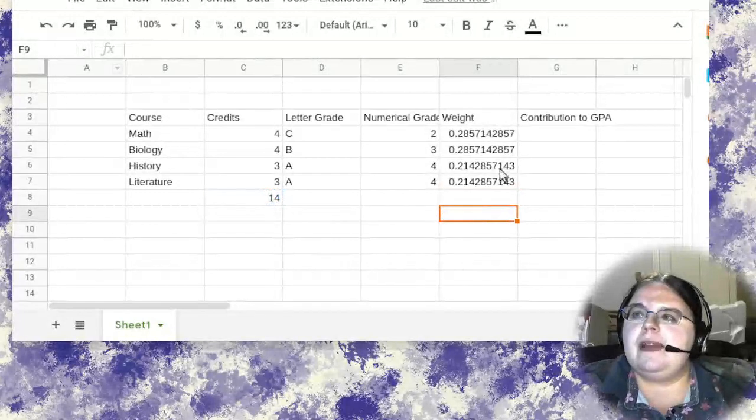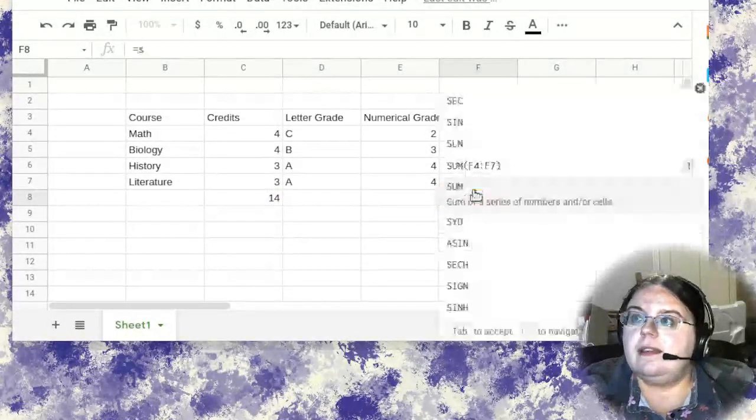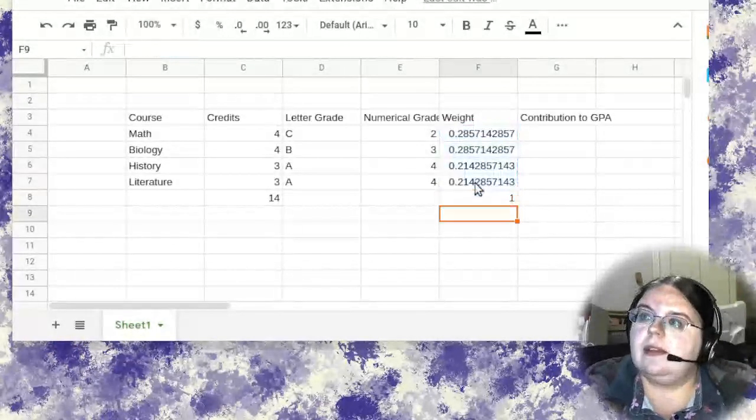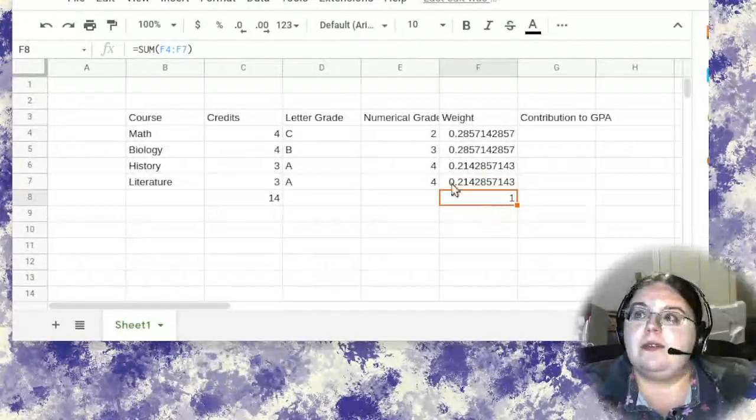But you should always expect that these would add up to 1, so I'm going to do that to check. Sum, yes, I want a sum of these right here. Okay, and it does add up to 1. If you change this to percentages, you should see 100%.